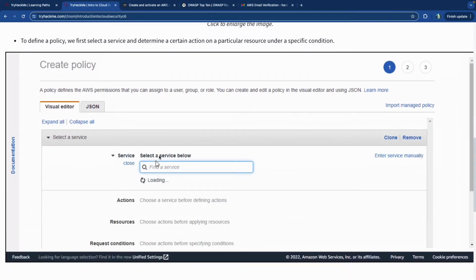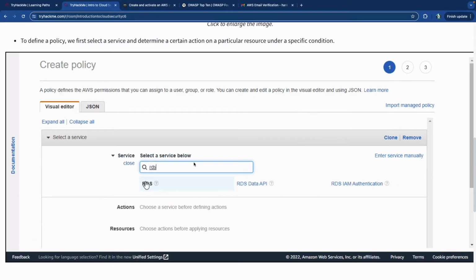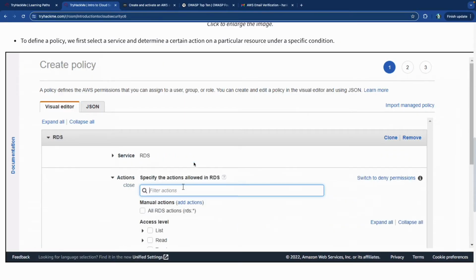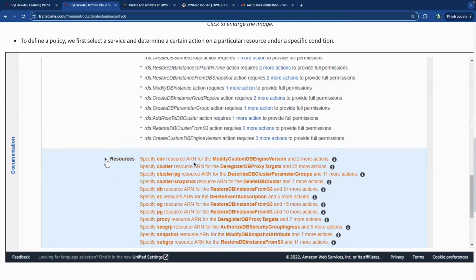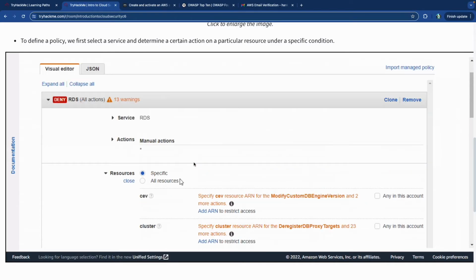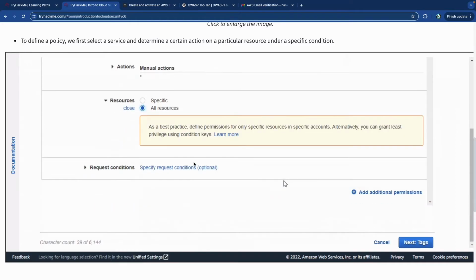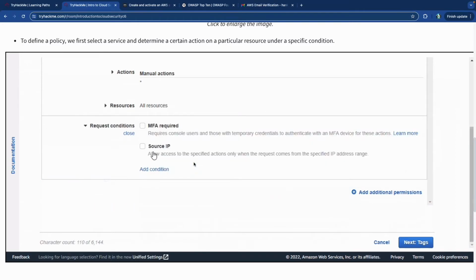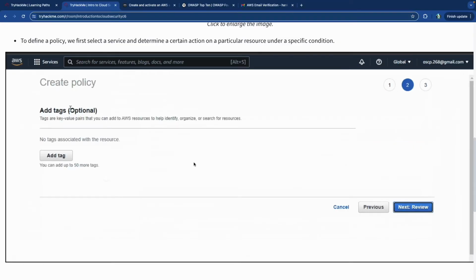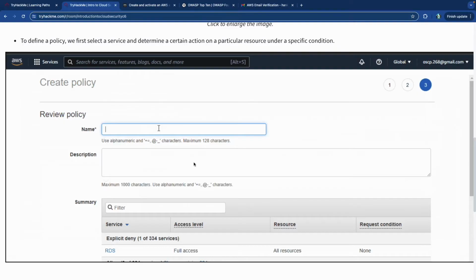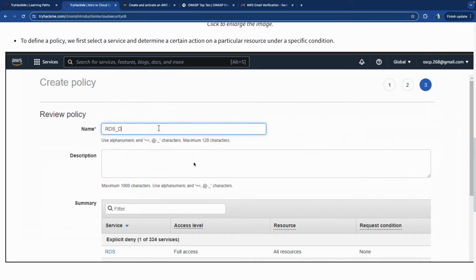So you choose a service, and in this particular case the service is RDS, and you want to specify the kind of action that they could do. So you're going to do all RDS services, and all resources that are attached to that, and then the conditions. So multi-factor authentication required, or a source IP that should be able to use it. And then you click next, and then you assign a name to your policy.